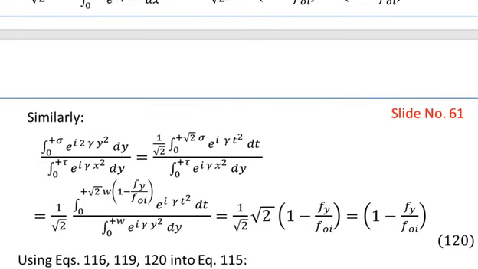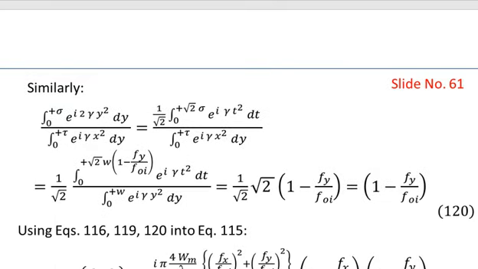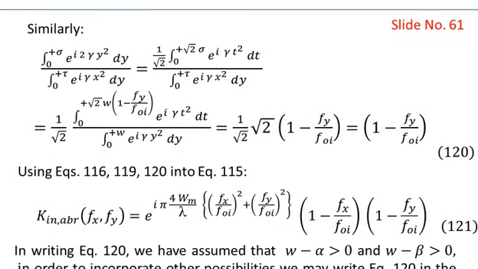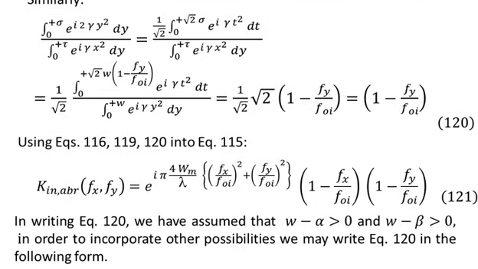So we have solved the integrals, and now we are substituting the values of the integrals in equation number 115, and then we get the result in equation number 121. So this was the phase term, the outside constant term we have written, and then these two, 1 minus fx over f0i and 1 minus fy over f0i, are the contributions from the two sets of integrals given by equation number 119 and equation number 120. So our integral has been solved, and we have obtained the final result, that is the normalized incoherent transfer function including the aberrations, given by this factor in equation number 121.